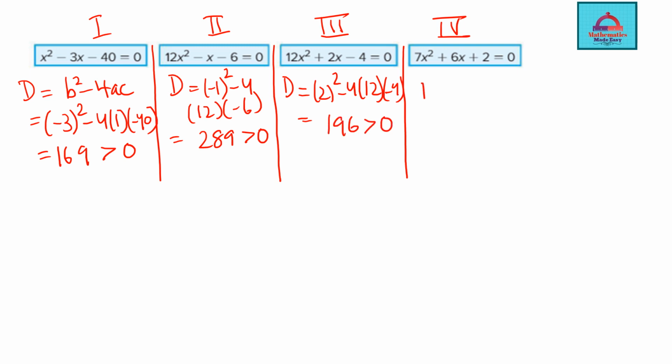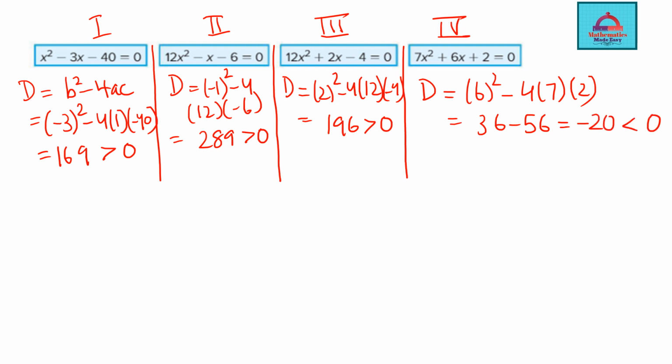So that means the answer is going to be the fourth equation. In this case, the discriminant will come out to be negative. So let's check your answers. So use the formula b squared minus 4ac, plug in the values correctly, and use your calculator. So this is coming out to be negative as expected. So which one is the odd one out? Which one is different from the others?